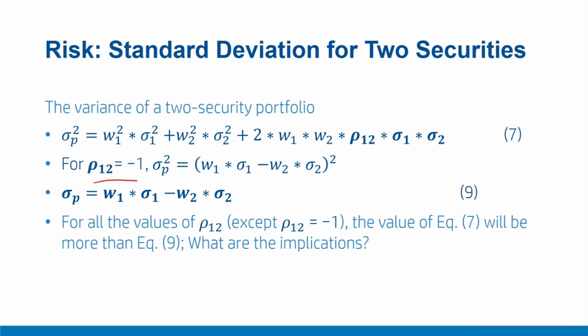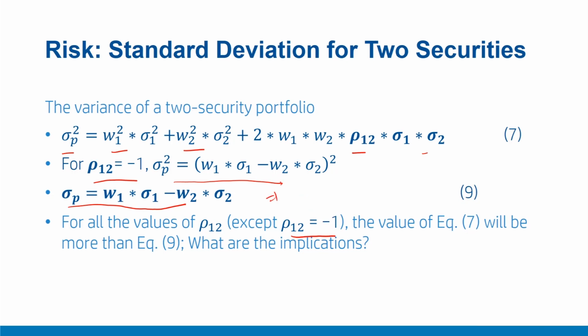In this particular case, again, our good old formula of sigma p square equals w1 square sigma 1 square plus w2 square sigma 2 square plus 2 times w1 w2 rho 1 2 sigma 1 sigma 2 considerably simplifies to this formula. Now, if we further solve this expression, we will achieve this. This is a very special case for a correlation of -1. What are the implications of this formula?